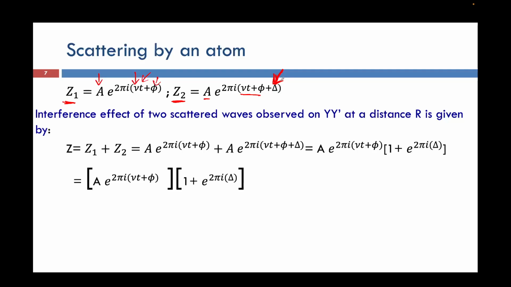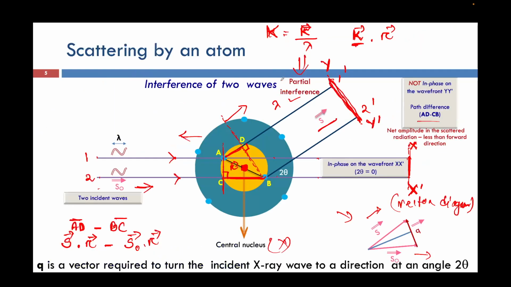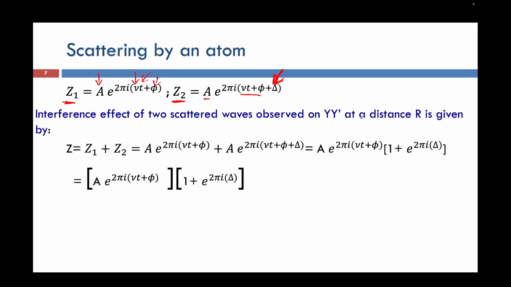So now I will calculate the interference effect when two scattered waves are observed in this wavefront. Since I have taken two wave vectors, we know that vectors can be added, right? From the vector rule, the resultant will be the summation of all those vectors. So I am just adding Z1 plus Z2.